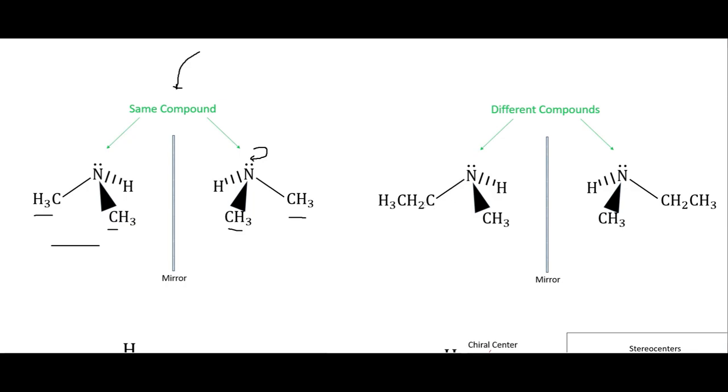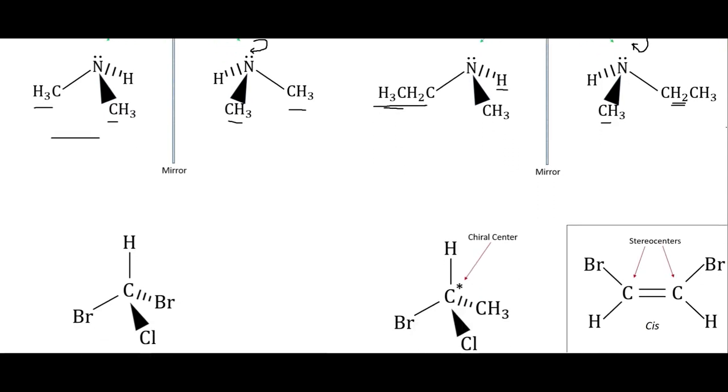Where these are different compounds, what you'll see is the only thing that I changed on here is I changed one of these methyl groups into an ethyl group. And so now we take the mirror image, even if we turn this by 120 degrees to get this ethyl group to superimpose with that ethyl group, we then have this methyl group superimposing on this hydrogen, or failing to superimpose, I guess, would be more accurate. Those are not the same compound, because there's no way we could rotate those around to get them to superimpose on each other.